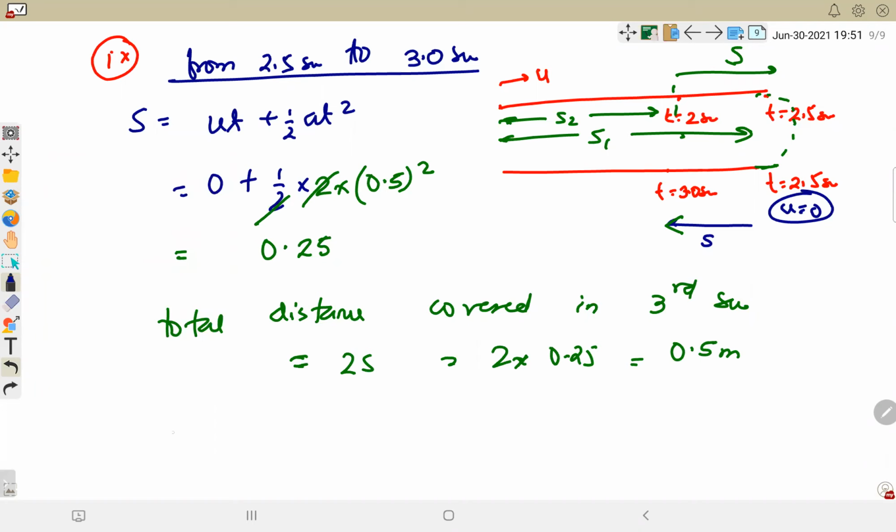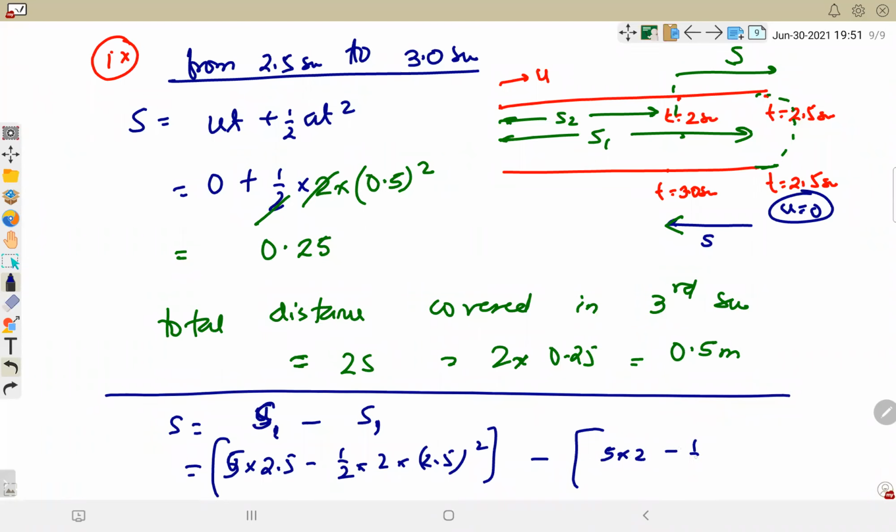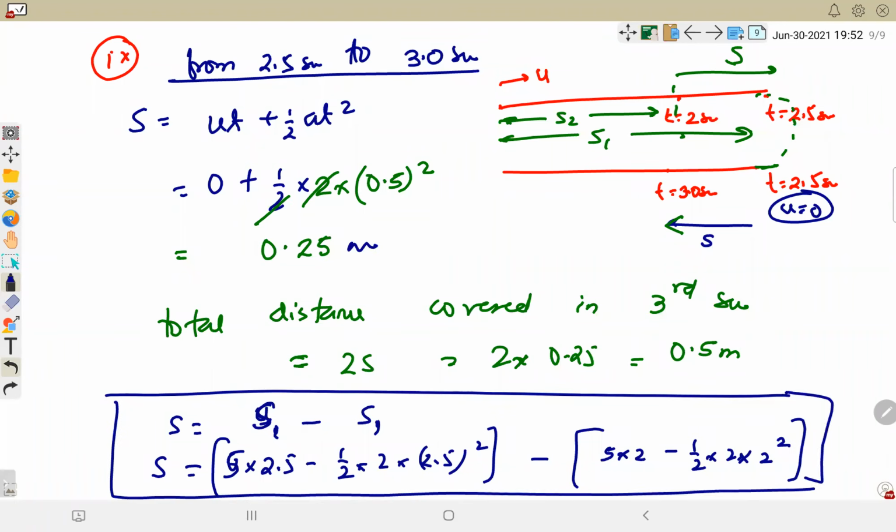We could also do it like this: calculate s first, total distance covered in time 2.5 seconds minus distance covered in 2 seconds. So it will be 5 into 2.5 minus half, 2 into 2.5 square, minus 5 into 2 minus half, 2 into 2 square. If you solve this, this will also come out to be 0.25 meter only. So rather than using such a long calculation, we can use that opposite direction motion. For the reverse motion, the initial speed becomes 0.